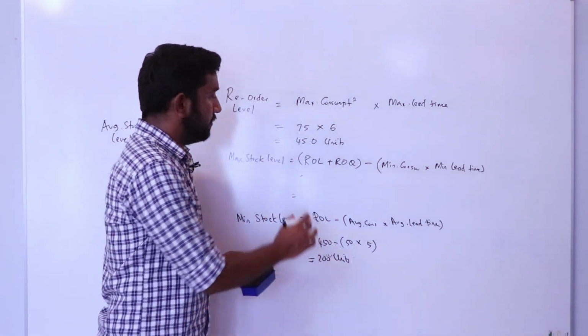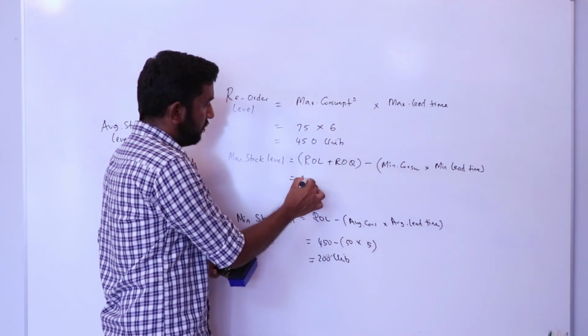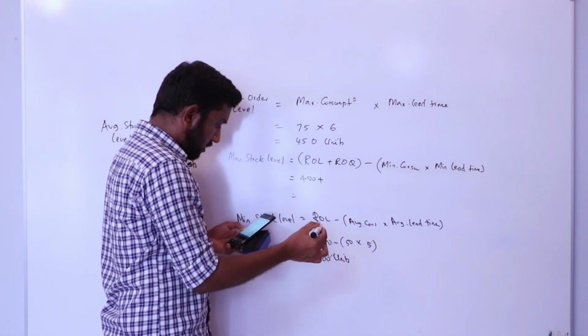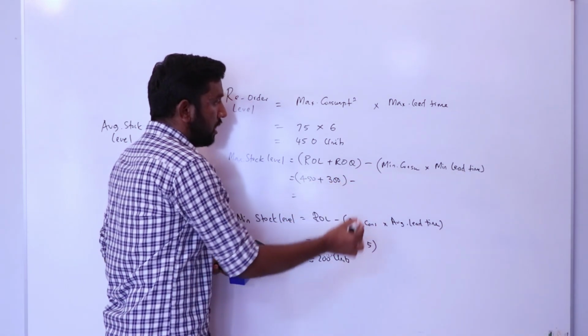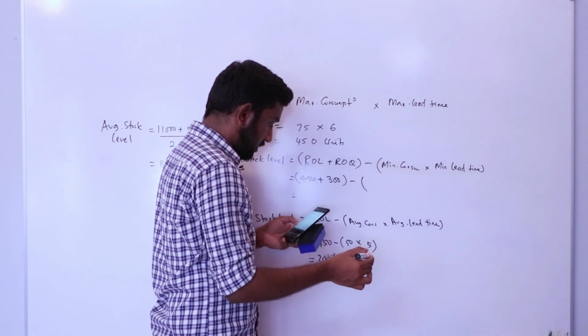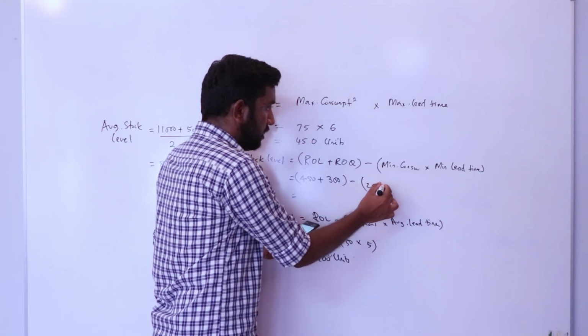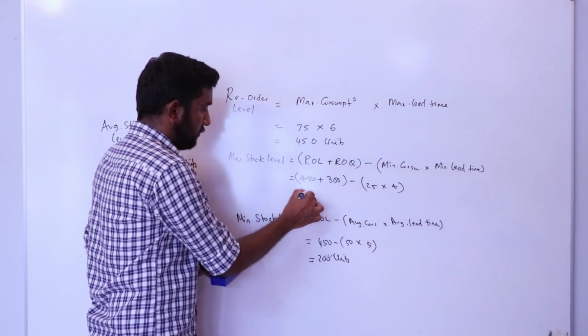And the maximum stock level. So maximum stock level, reorder level is 450 plus reorder quantity is given as 300, minus minimum consumption. So minimum consumption is 25 into lead time is 4. So 100, 650.